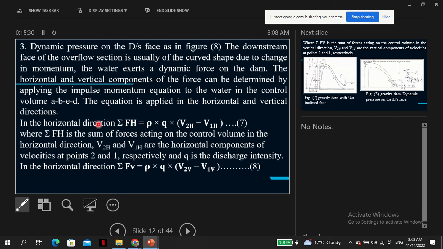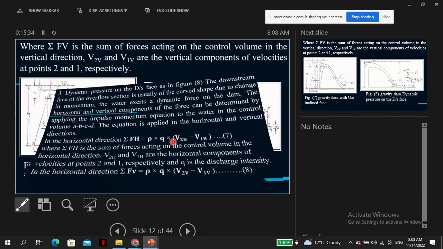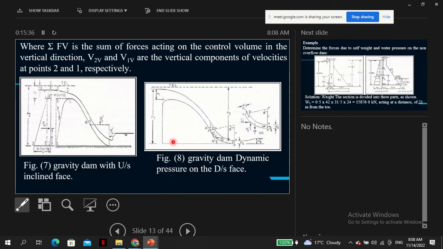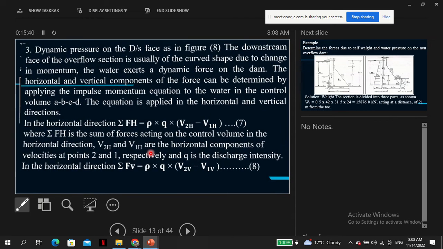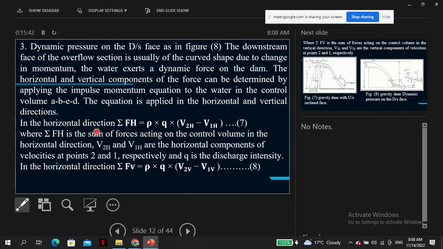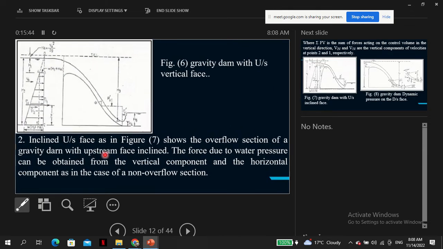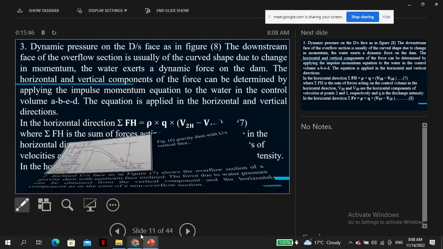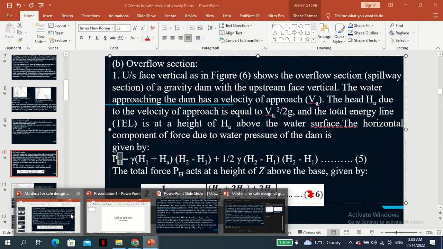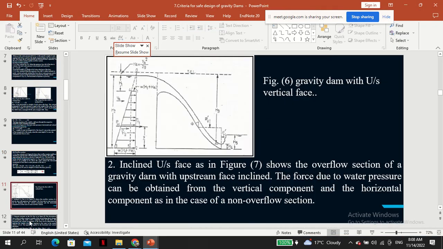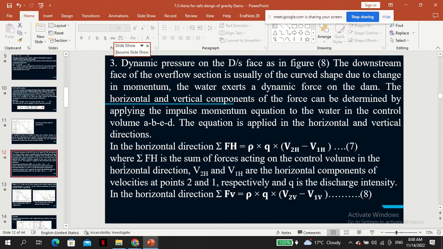I think this is not right. I mean the notation, something is wrong with the notation here.